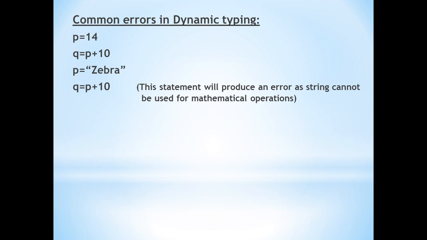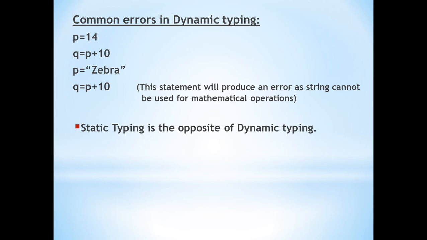Here also we can make some errors with dynamic typing. See this example. P is equal to 14, Q is equal to P plus 10. So the value will be calculated. In the next statement, P is equal to zebra. Now a string is assigned. In the next statement, Q is equal to P plus 10. Now this statement will produce an error because a string cannot be used for mathematical operations.